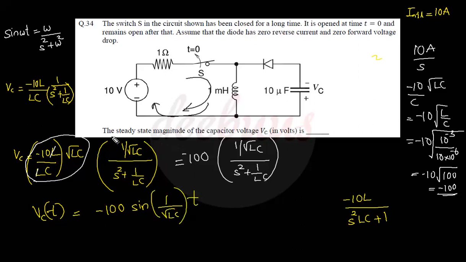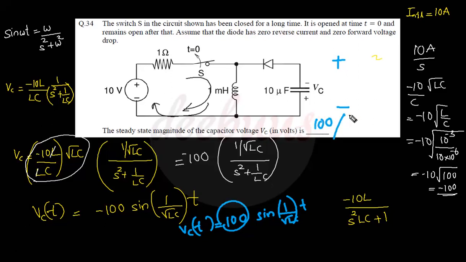So coming back to the question, the steady state magnitude of the capacitor voltage Vc in volts is. So we have calculated the capacitor voltage with the plus and negative sign. So the answer turns out to be capacitor voltage equal to, here it is given as negative plus. So answer Vc of t equals 100 sine 1 by root Lc t, right? So the steady state magnitude part is 100. So the answer is 100.